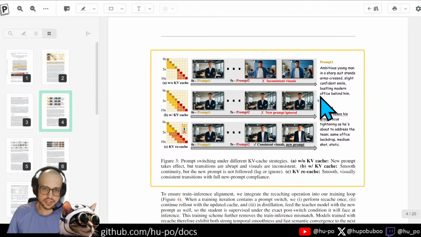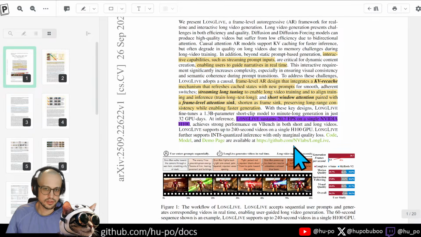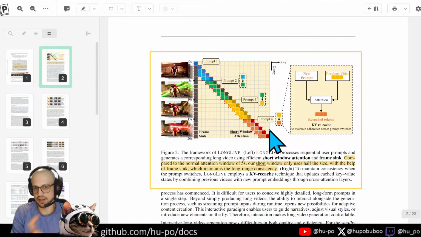Yeah, this paper is pretty cool too, because they're doing video generation with multiple prompts. So rather than one prompt that is used in this attention operation with the entire generated video, you instead have multiple prompts so that you can change the video. But the way that they do that is with this frame sync and then short window attention, which is kind of like not paying attention to the earlier part. KV cache re-caching to maintain adherence across prompt switches.